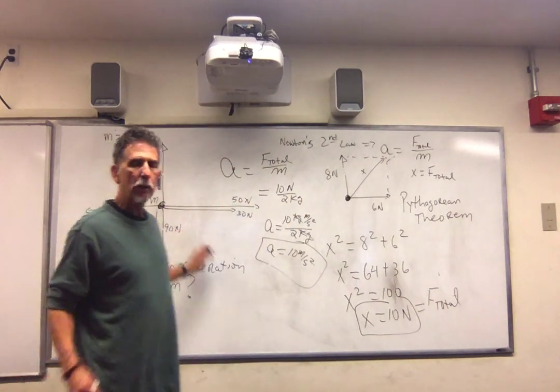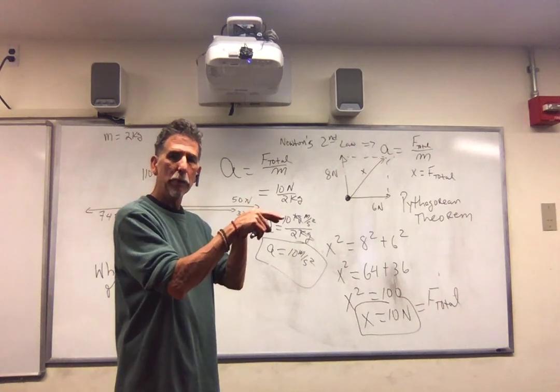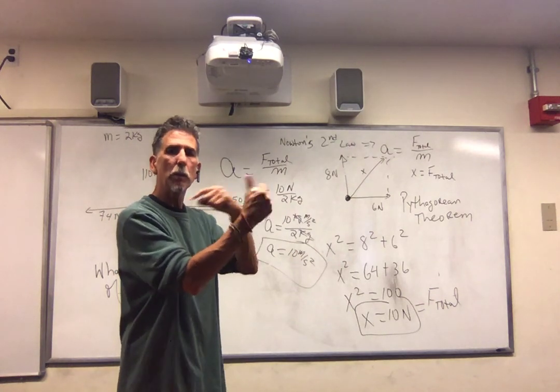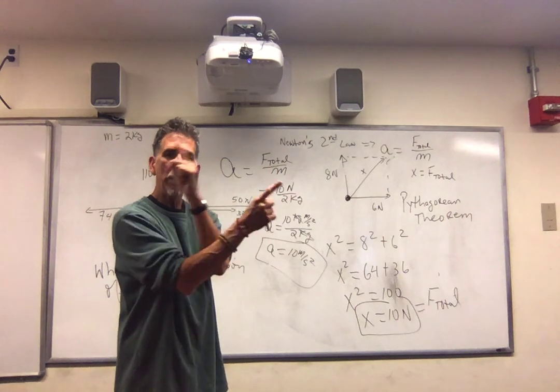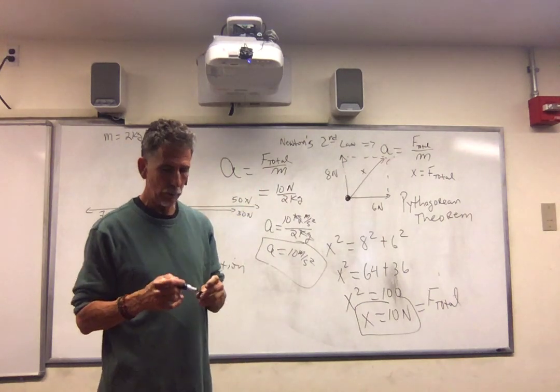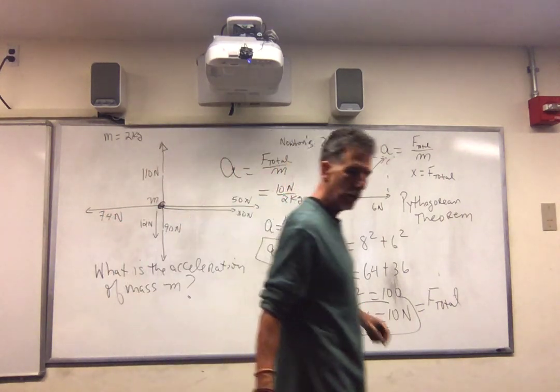So when vectors are collinear, you add them in the same direction, subtract them in opposite directions, and if they're perpendicular at right angles, you simply use the Pythagorean theorem.